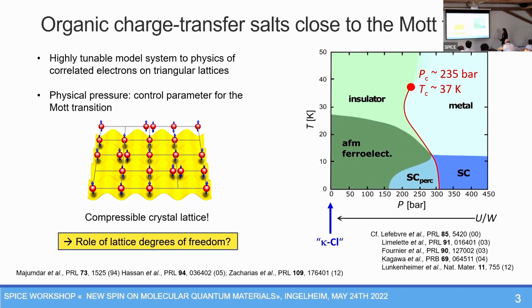Now, obviously, if we use pressure as a tuning parameter, this brings up the question of what is actually the role of lattice degrees of freedom at the Mott transition, because pressure in the first instance will modify the crystal lattice and only thereby affect the electrons. But then the electrons can also have an effect on the crystal lattice, because the crystal lattice, in fact, is not completely rigid. It is compressible and therefore can respond to the changes in the electronic degrees of freedom, as pointed out by Jörg this morning.